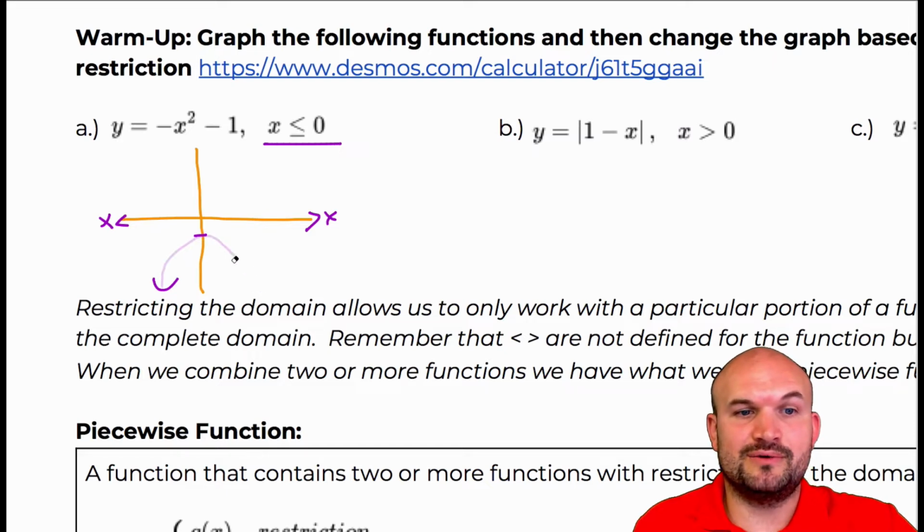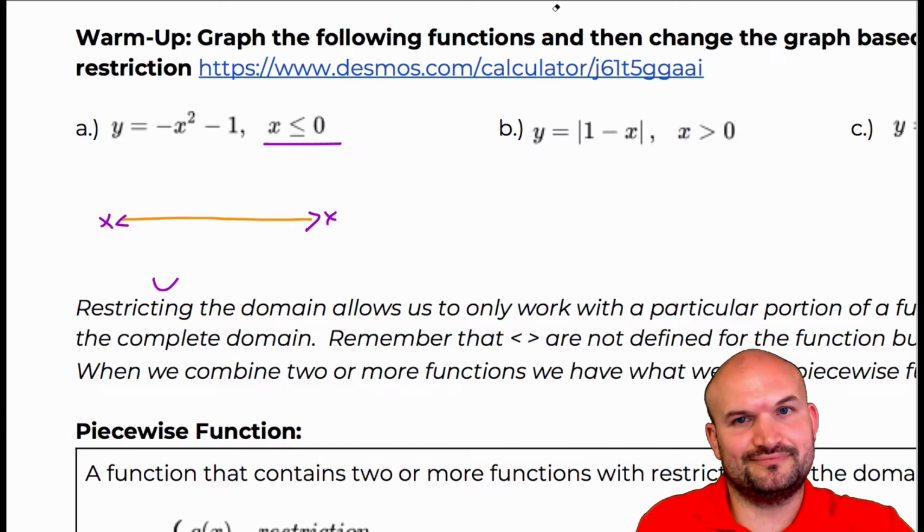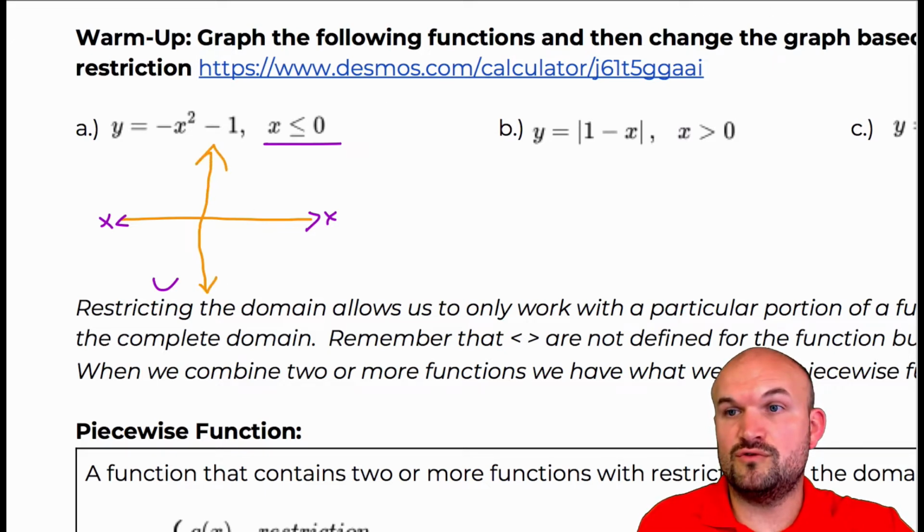So what I need to do is graph this function for only values that are to the left of the y-axis. I'll have to recreate it, and it looks something like that.